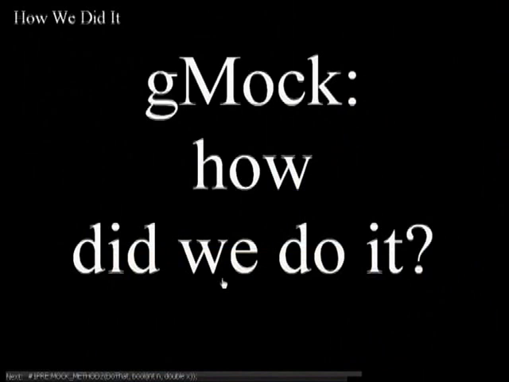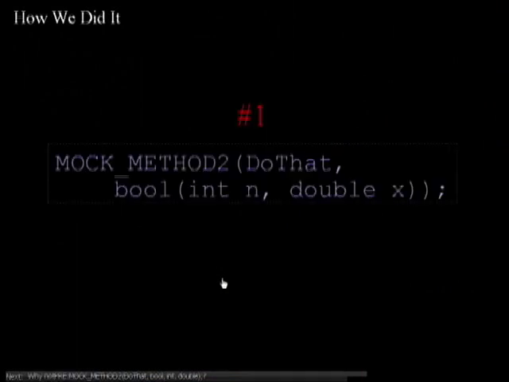Next, I'm going to talk about some implementation techniques we used in gMock. We cannot possibly talk about everything, so I picked some things that I consider interesting. How do we implement this mock method macro? I mean, you just describe the interface, and the implementation is automatically generated. But there's a certain amount of things going on under the hood. And what are they?